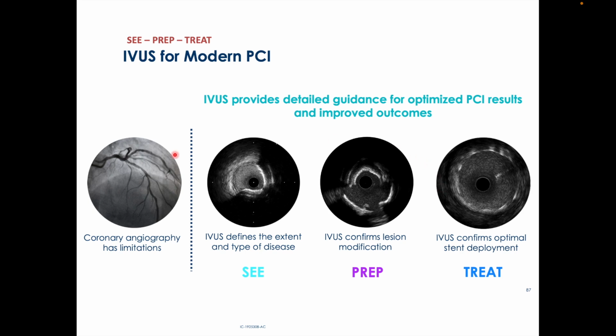So you can say that coronary angiography has limitations, but with IVUS, you see the exact extent and type of disease. Therefore, you plan how to deal with it. Once you've dealt with it, you confirm if the vascular bed is well prepared. Is the lesion fully modified now and ready for the stent? And then when you stent, the IVUS helps you confirm an optimal result for that stent.